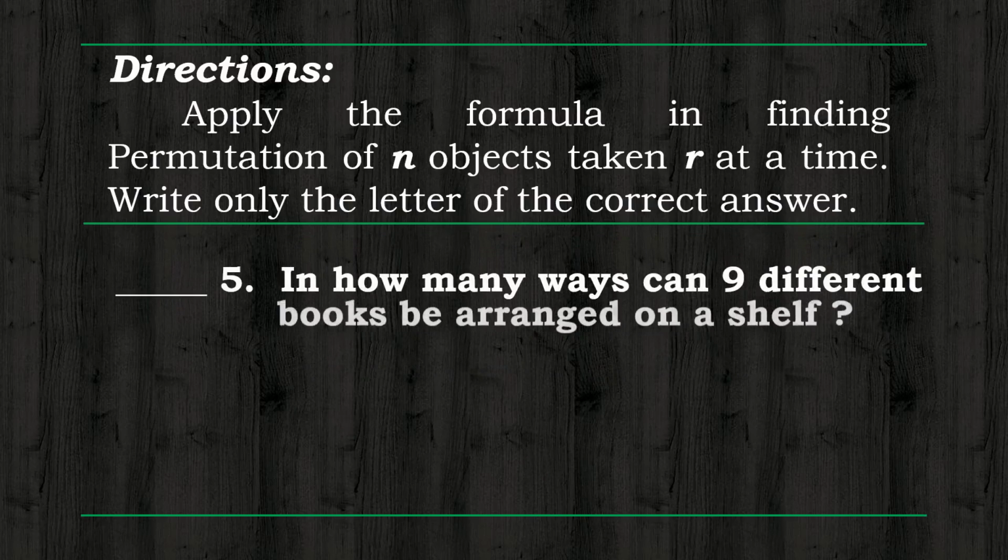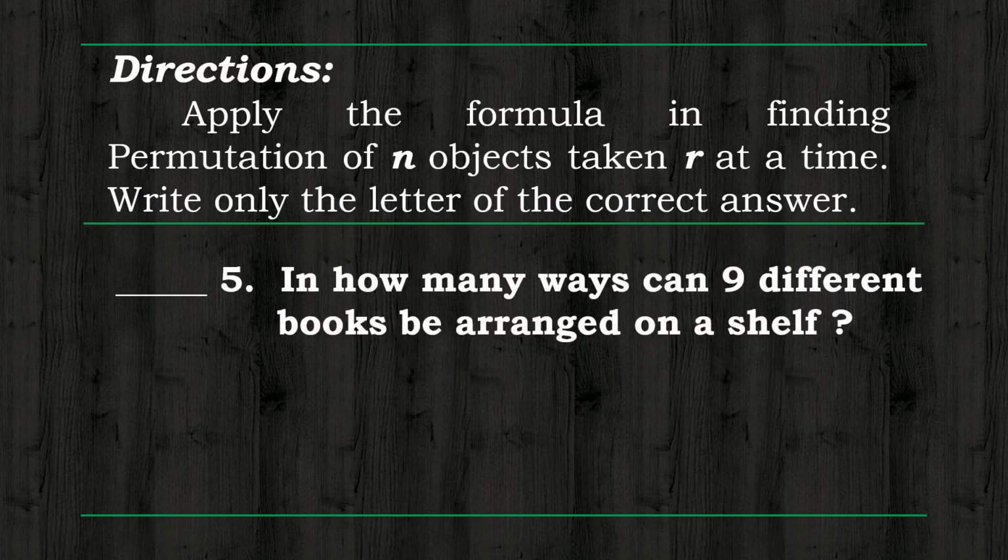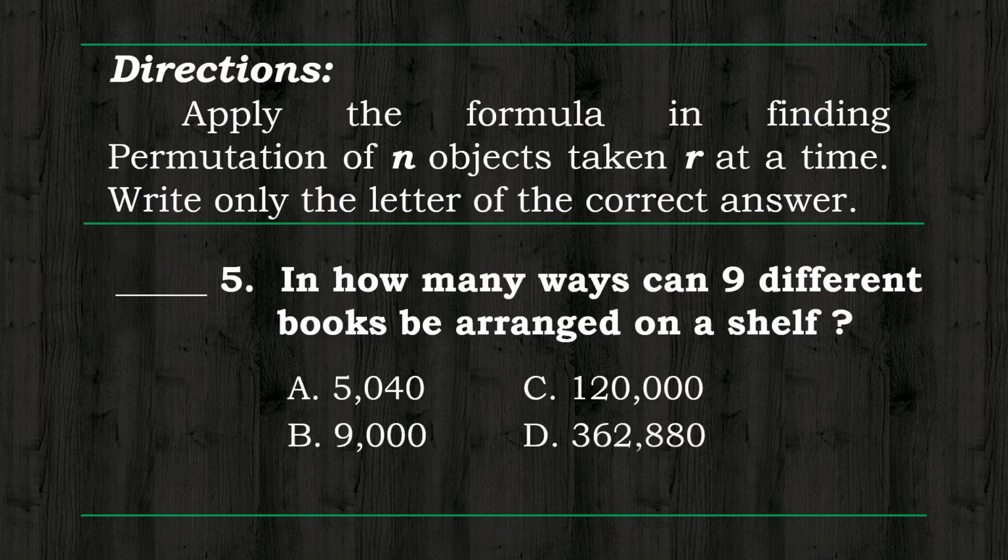Number 5. In how many ways can 9 different books be arranged on a shelf? A. 5040, B. 9000, C. 120,000, or letter D. 362,880. The answer is letter D.